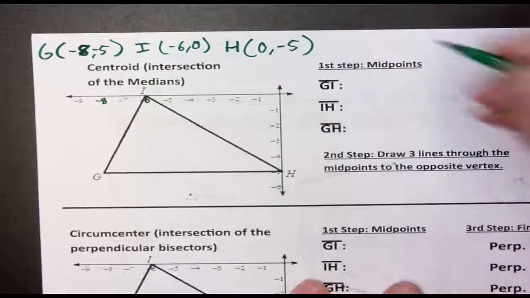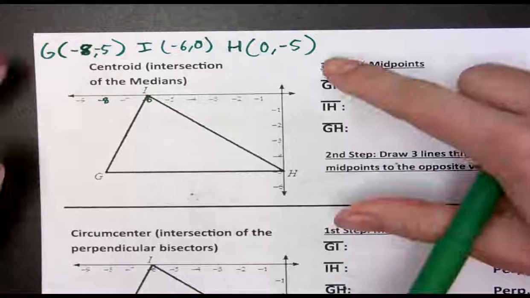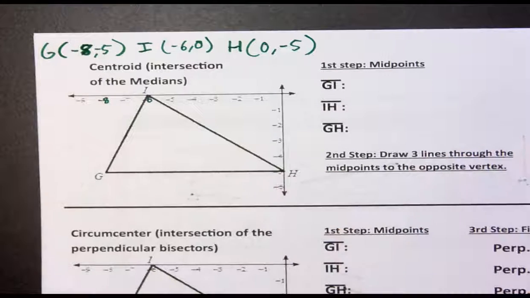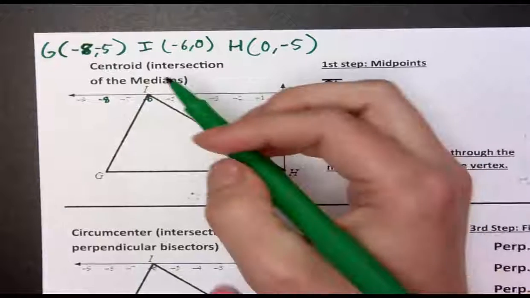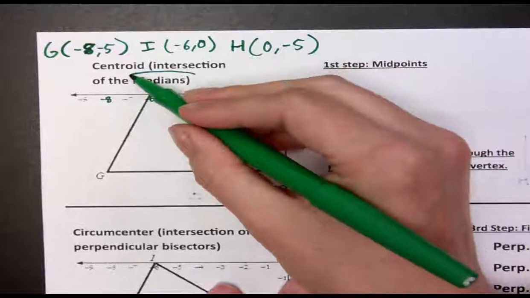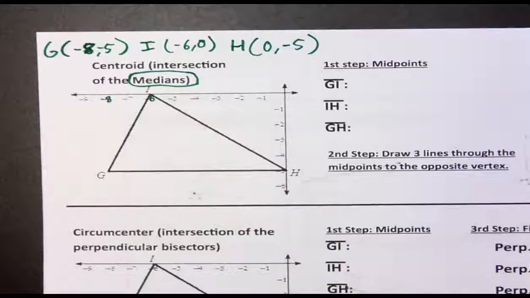0, -5. Okay? So in your project, I'm going to give you the points, and part of it will be that you're actually graphing it. But that part's nice and easy. And so our first step, it wants us to find the centroid, which is the intersection of the medians. So everything we're doing in this unit has to be really exact.